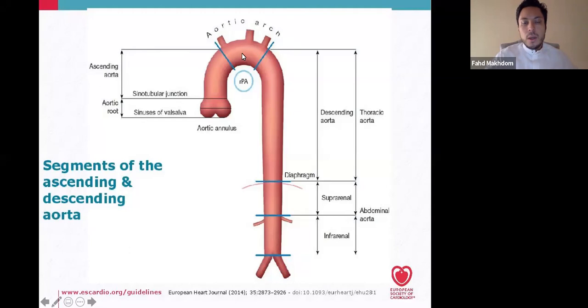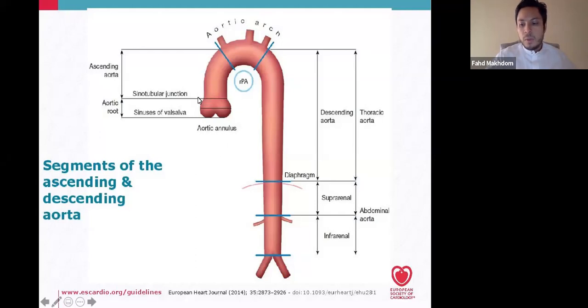The arch from this point to the left subclavian and so forth. So the descending thoracic and abdominal aorta, suprarenal and infrarenal. All of these terms are important when talking about aortic disease, either dissection or aneurysm.